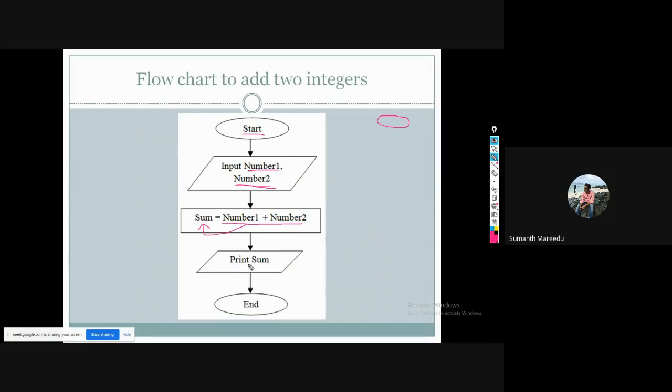And next, you need to display the value of that sum. That sum can be displayed with the help of this parallelogram, because it is an output statement. An output statement can be displayed using a parallelogram symbol. And finally, end the process. So, got it?